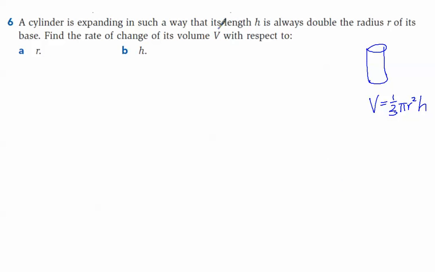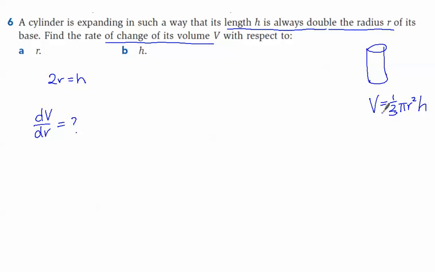And so we're told here that the length h is always double the radius. Okay, so that means 2r is going to equal h. Because h is always double r, so if we do 2 lots of r, that will equal what our h is. Now we need to find the rate of change of the volume with respect to r. So we want to find dV/dr. Okay, so that's the first thing we need to do.